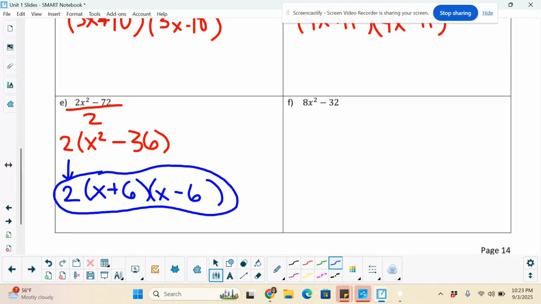All right. So let's try it one more time here. We're going to look for our greatest common factor. We've got 8 and 32. We look at our lowest number here. Can we take an 8 out of both of those?